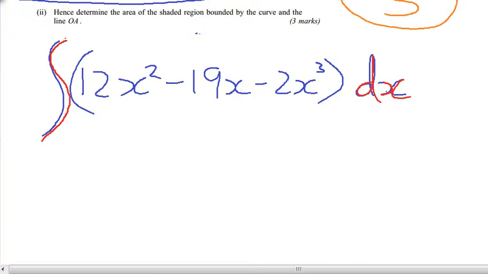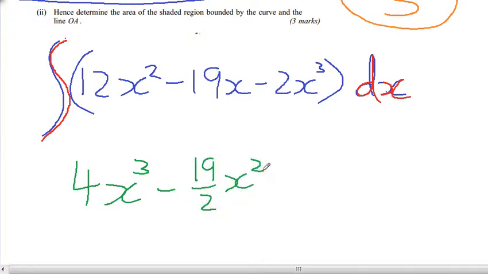So when we integrate, take the power up by 1 and divide by that power, like the opposite of differentiation. So take the power up by 1 is going to be x cubed. 12 over 3 is 4, so we're going to get 4x cubed. Then minus 19 over 2 x squared. Minus 2x cubed: 3 go up 1 is 4. 2 over 4, so minus a half of x to the 4. So that's if we integrate it generally.